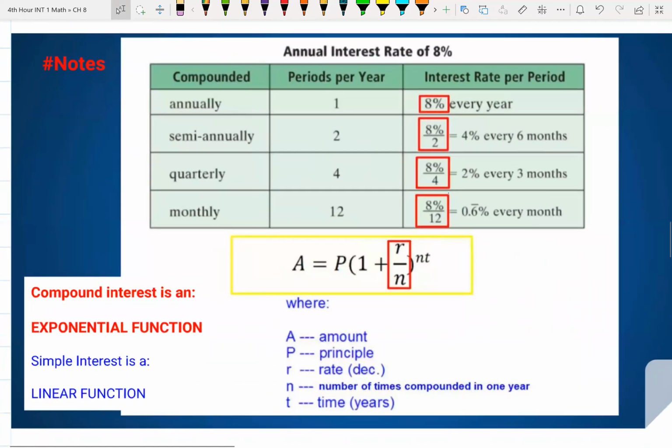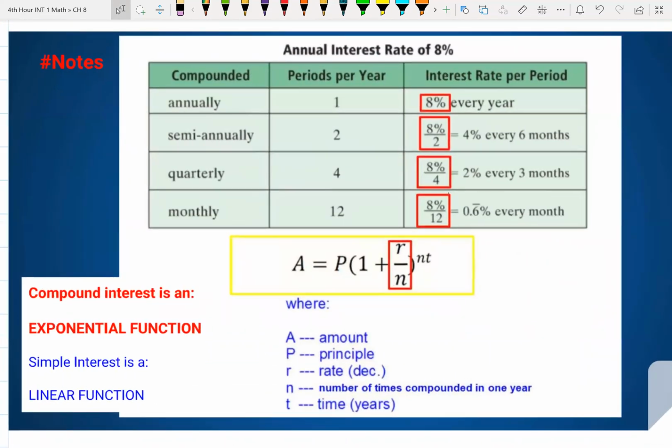Let's pause this video and take a moment to write down some of these buzzwords that you see here in this table. In fact, just write down this whole table, especially that equation right there. Super important. That is your equation for compound interest right there. That's going to give you your amount based on your initial investment, which we call the principal.